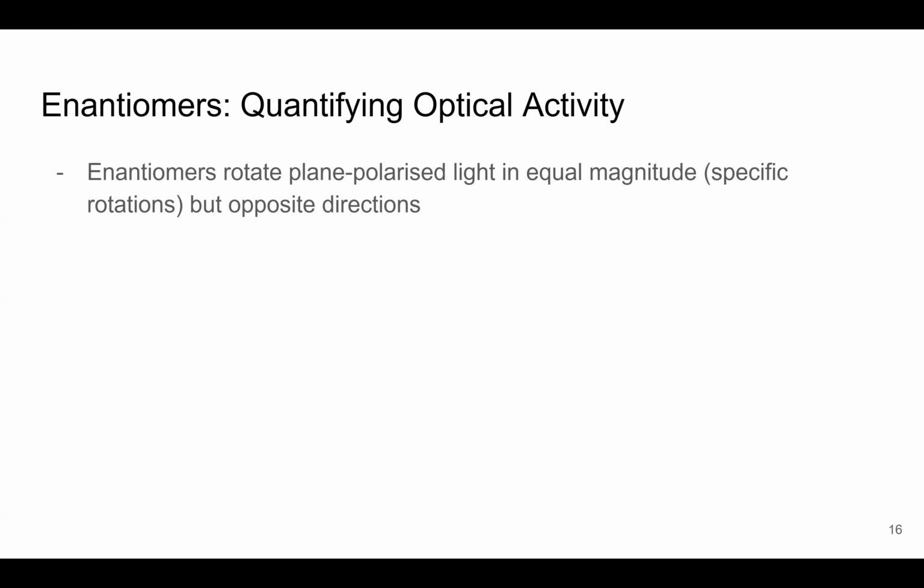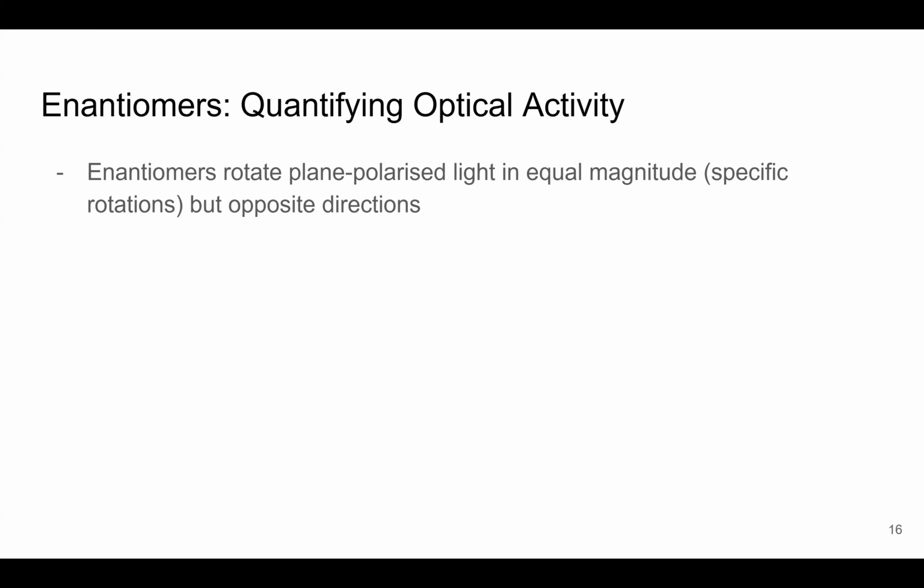You might think that R enantiomers always rotate light clockwise while S always rotate light counterclockwise. But that is not the case. Being R or S doesn't mean positive or negative. There's no correlation, so R can be negative and S can be positive.